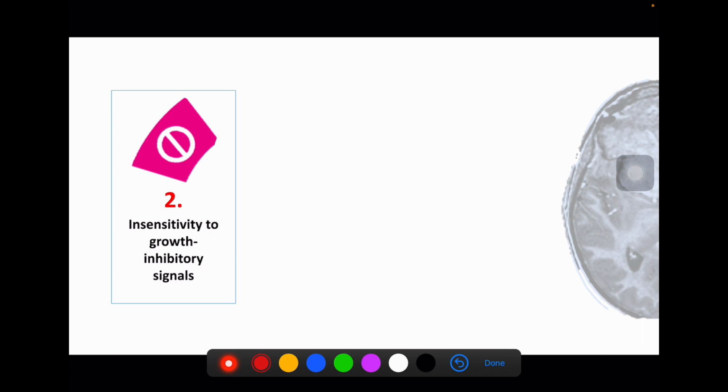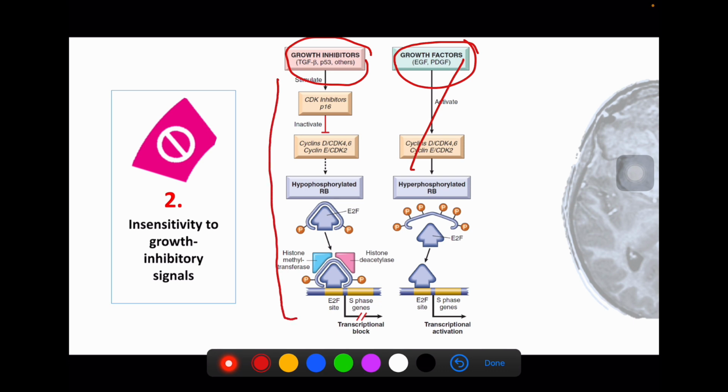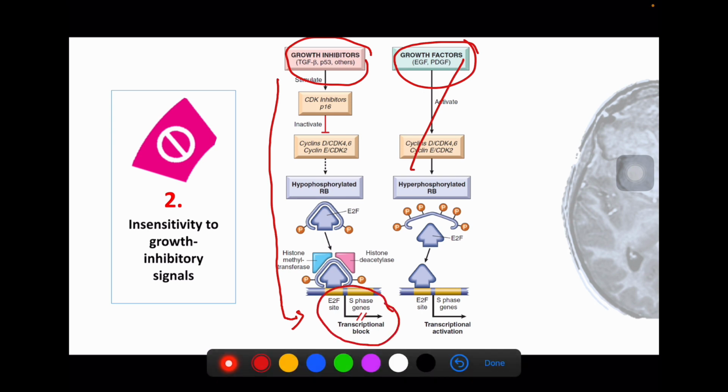Second is insensitivity to growth inhibitor signals. In cell growth, there are always growth inhibitors as well as growth factors. Please disregard this, just look into this. This whole process makes sure that when the cell has grown enough, there will be transcription to make sure the cell stops growing anymore. Okay, how is it done?